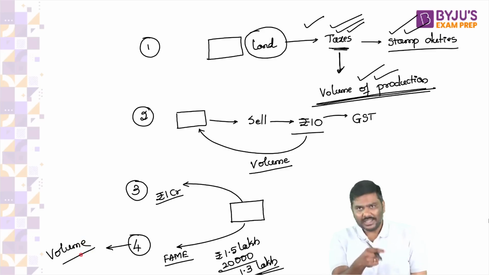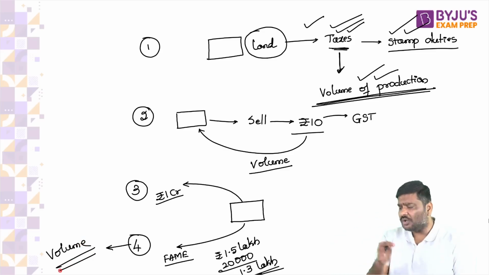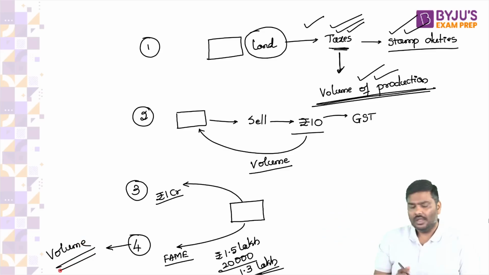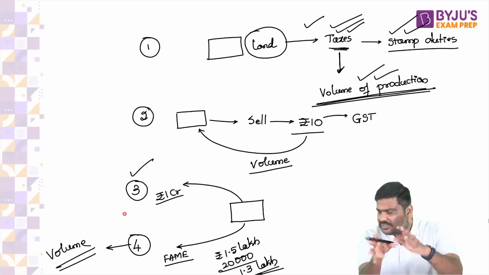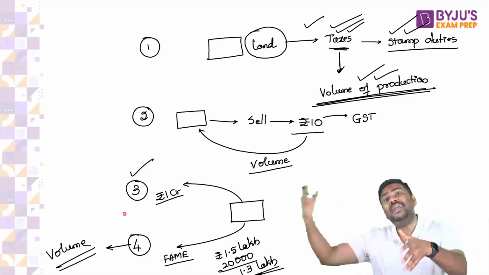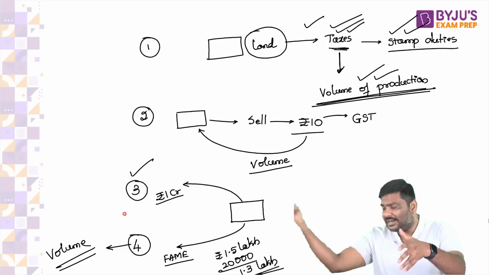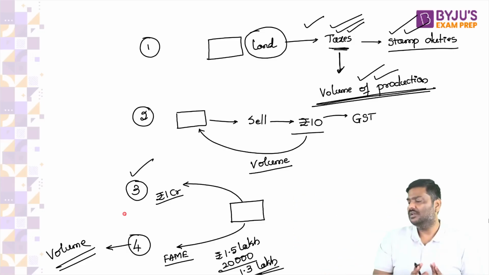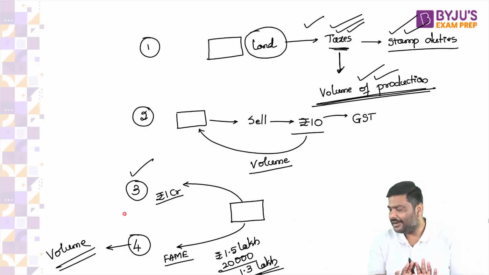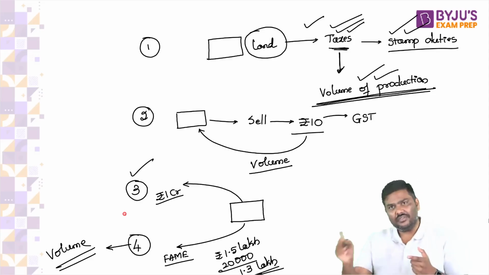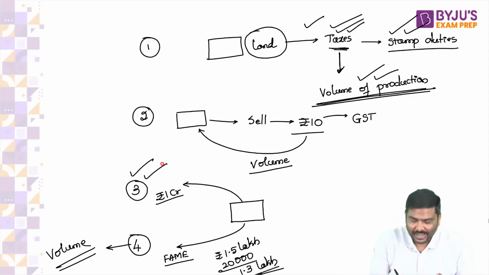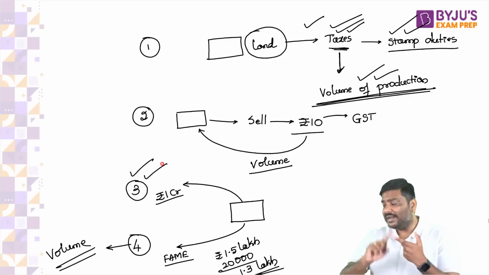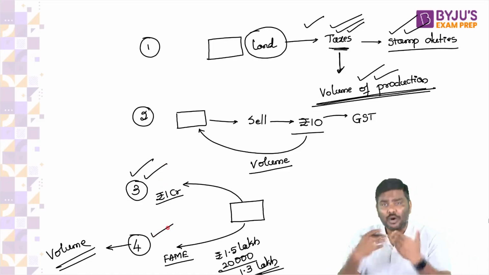Example 4 is the subsidy which is dependent on the volume of production you are doing. And in example 3, they will simply give you a subsidy. The amount of subsidy given is not dependent on the volume of production. Any difficulty here? Let me know. Example 3: subsidy given independent of volume of production. And example 4: it is dependent on the volume of production.